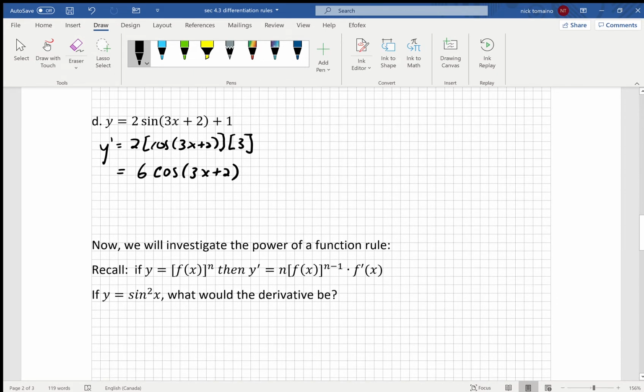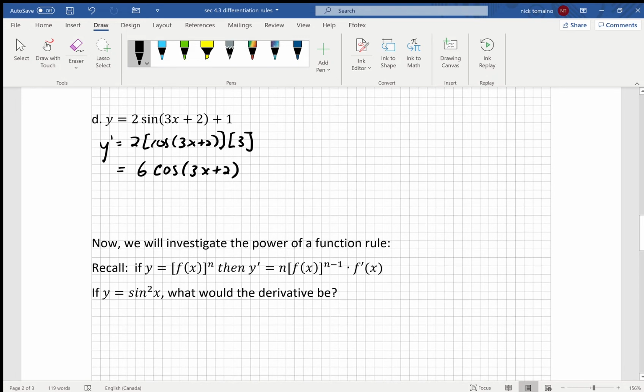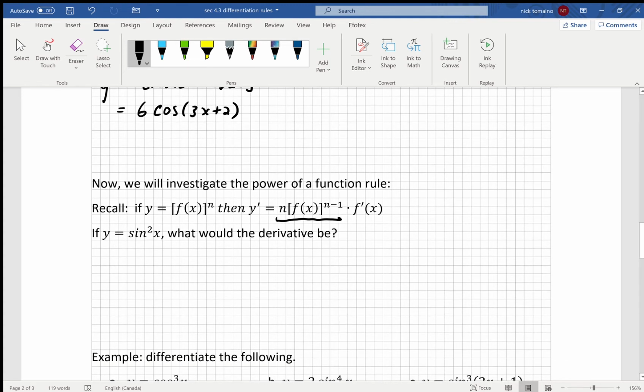All right, now we're going to take it a step further. So it says now we'll investigate the power of a function rule. So recall, if y is equal to f of x to the power n, then y prime is equal to, look at, we have an extra step in here. You take care of the power first, n, f of x to n minus 1 times the derivative of the function. So with that said, what if y equals sine squared x, what would the derivative be?